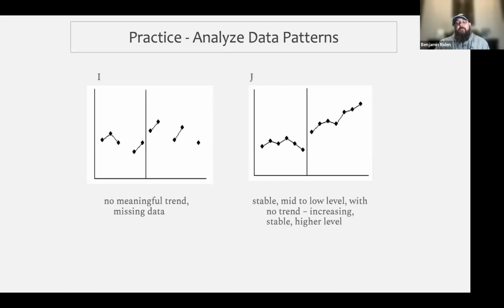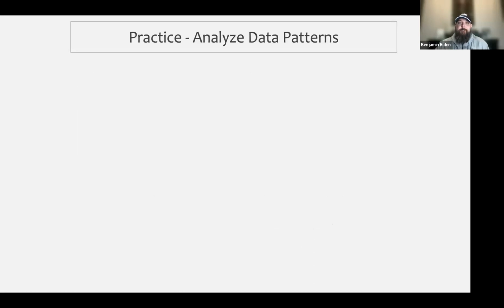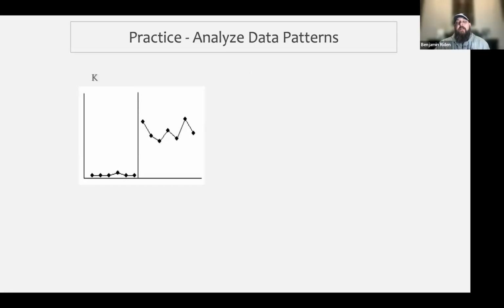Okay, so we have in baseline some stable data at a mid to low level with no trend. And then in intervention, we have an increasing trend, and the data are fairly stable, and it is at a higher level. For K, how would you describe these data in both of these phases? Okay, let's see what you came up with and see if it matches what I came up with.